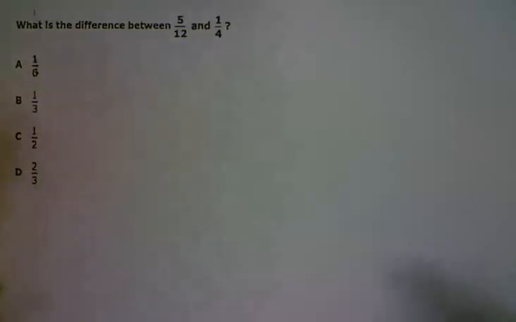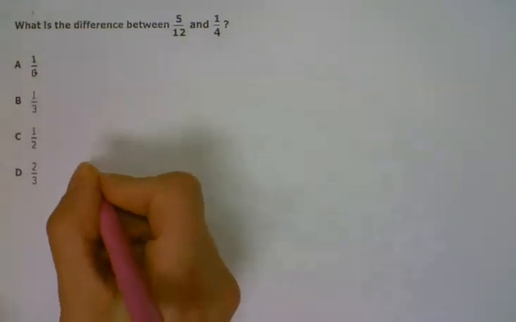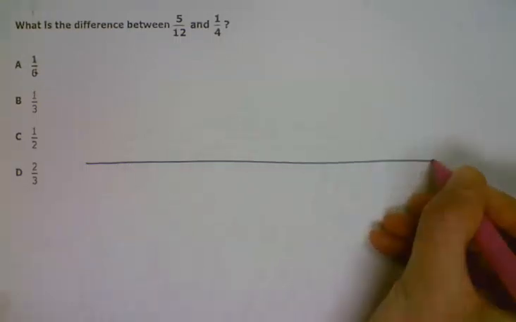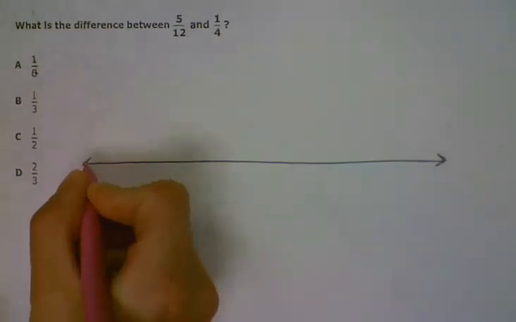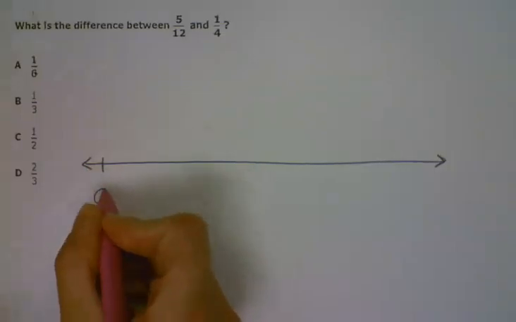Let's go over how to subtract 5/12 and 1/4 using a number line. I'm going to start by putting my benchmark numbers. 0.